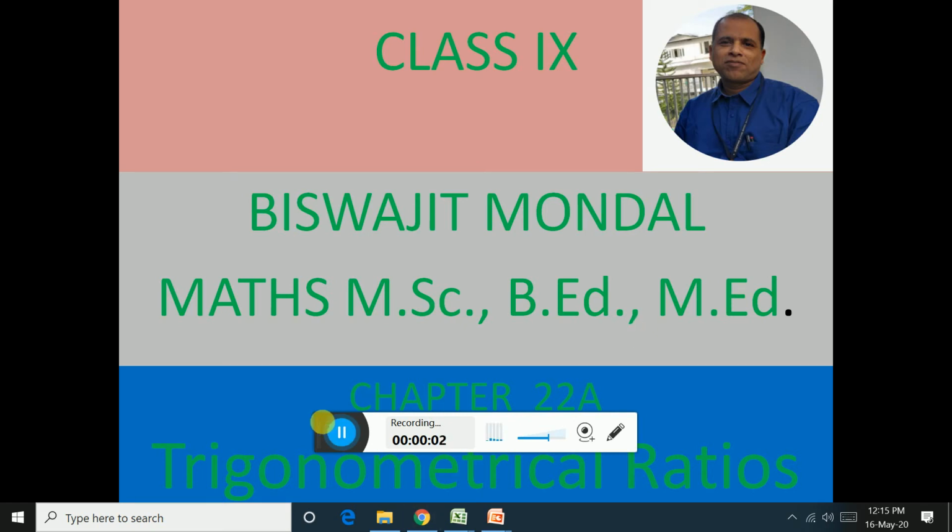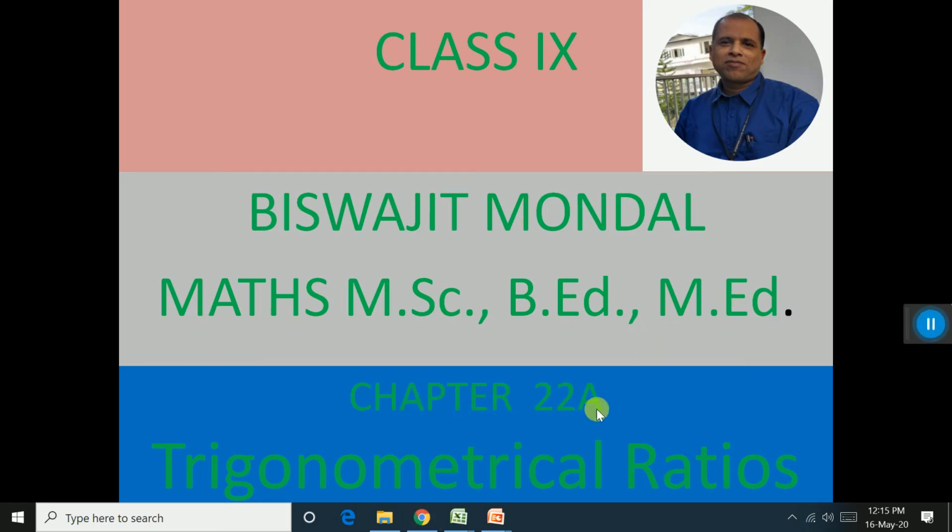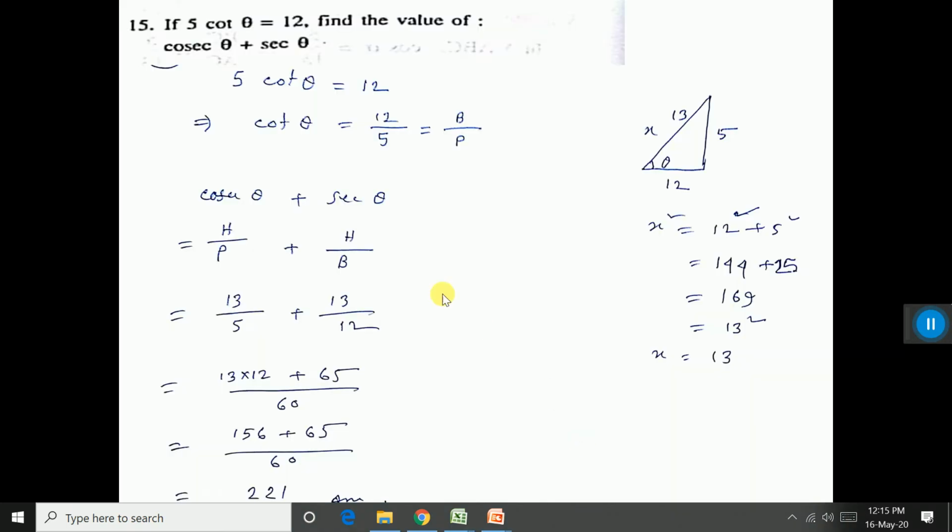This is the continuation lesson. I am doing trigonometrical ratios from the Selina Publishers book Concise Mathematics. See sum number 15. If 5 cot theta equals 12, find the value of cosec theta plus sec theta.